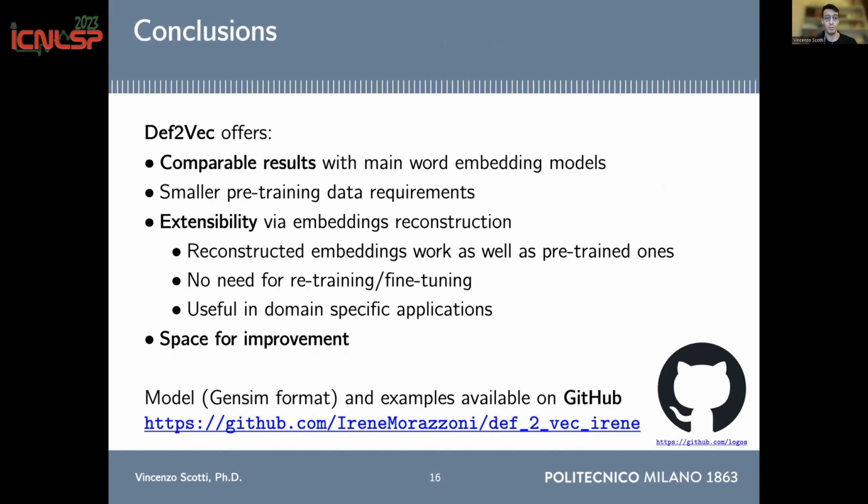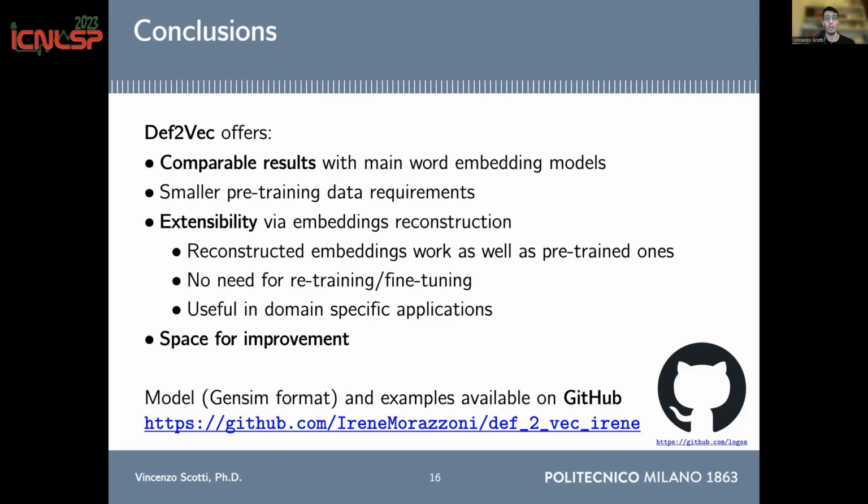So in the end, what we observed is that Def2Vec obtains comparable results with the main word embedding models, not state-of-the-art like transformers, but at least it is an alternative to other word embedding models, even though it uses smaller pre-training data. If you've seen the table, Word2Vec used 100 billion words in the training data, and still performed in most of the cases worse than Def2Vec. Def2Vec saw only 50 million tokens in its training set, while Word2Vec saw 100 billion tokens. So the quality of the training data impacts a lot the results.